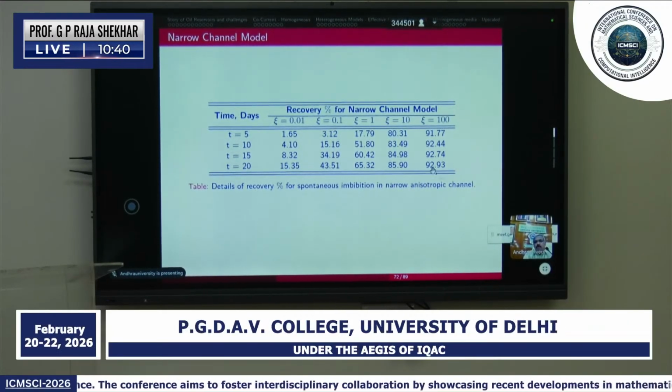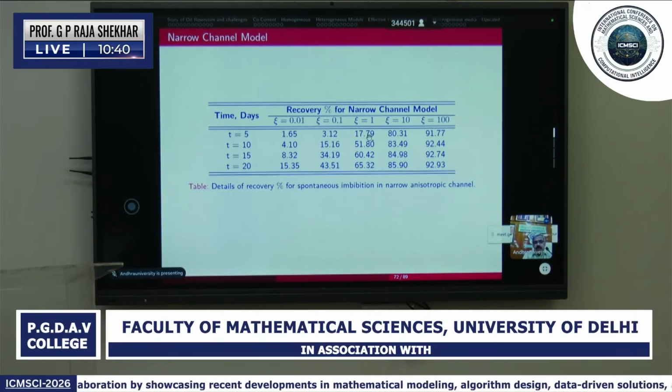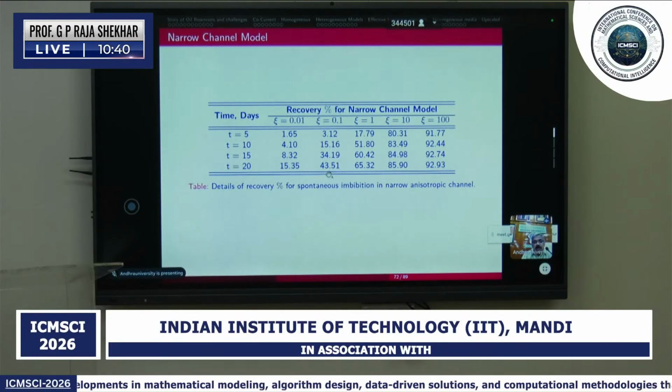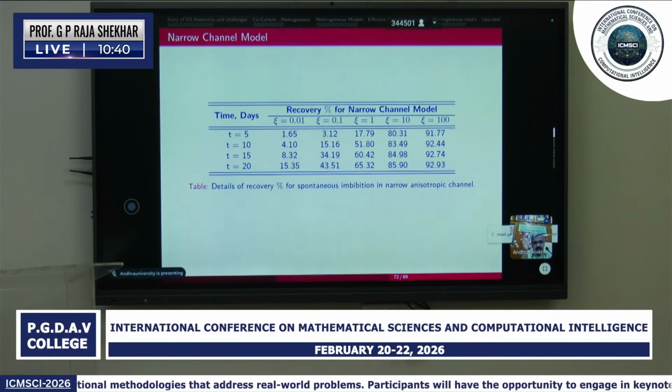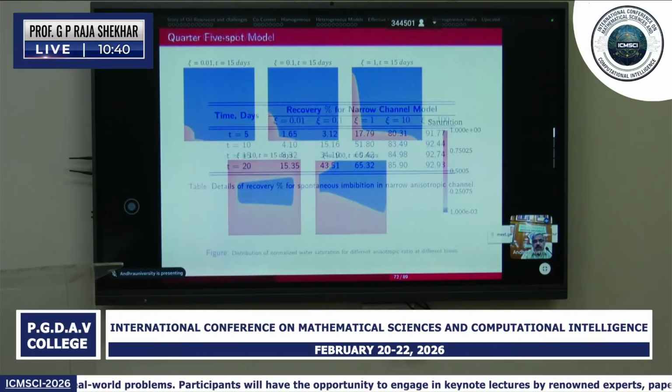So this is not the real scenario. The real scenario could be somewhere intermediate in these two ranges. The best of the best could be this, and even that, you are getting less than 50%. That is the precise reason that a company takes a reservoir and keeps it for ages, 25 years, and only then will it abandon the reservoir.